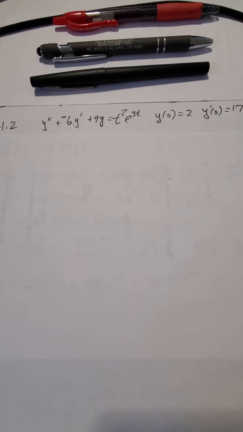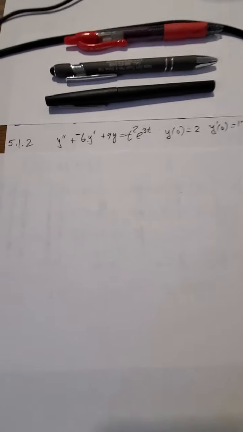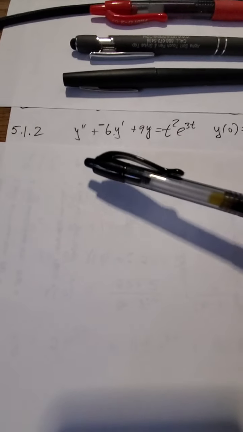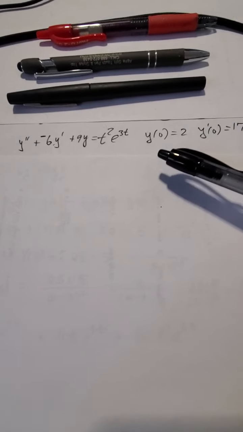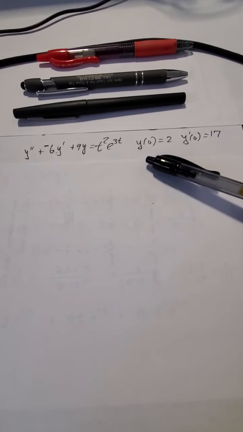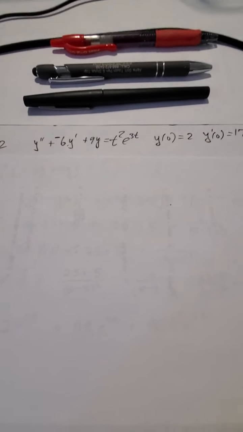Hello, everybody. For our next problem in differential equations, we're going to solve the differential equation y double prime minus 6y prime plus 9y equals t squared e to the 3t. We're given the initial conditions that y of 0 equals 2 and y prime of 0 equals 17. So let's get started. What are we going to do?